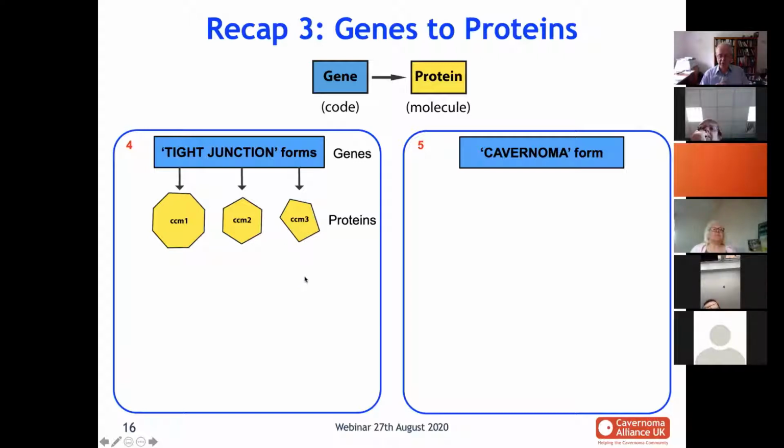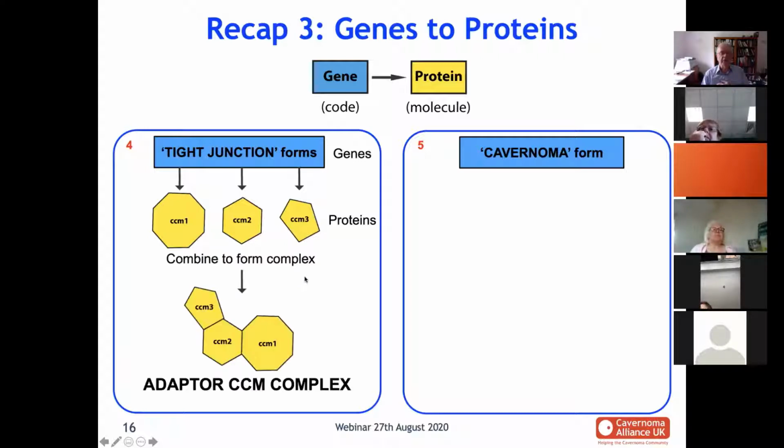And a vital part of this whole story is that those proteins combine together to form a complex. And the complex has CCM2 in the middle, and it joins, as it were, CCM3 and CCM1. This is known as the adapter complex in the literature. I've called it that. I'll probably call it the control protein, the control complex, sometimes in the talk.